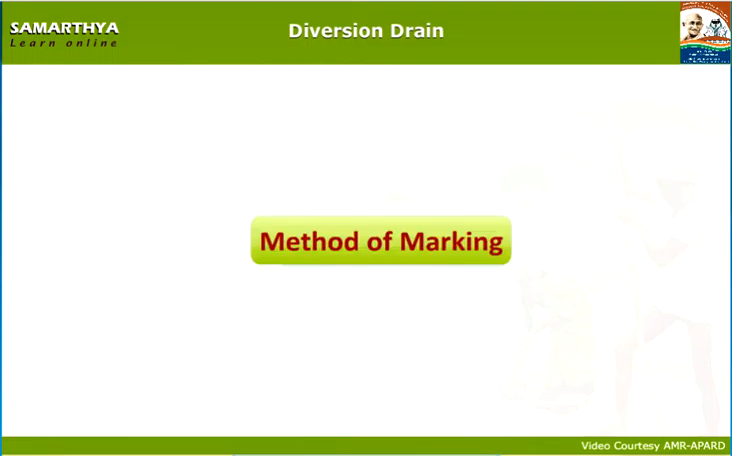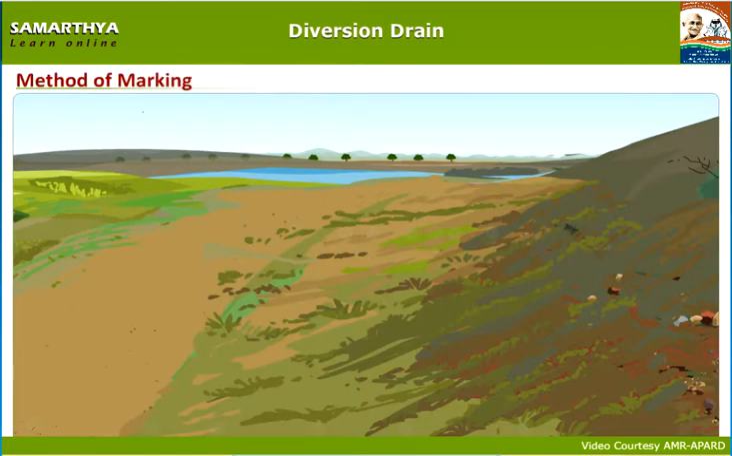Marking procedure for construction of diversion canals. Now let us know how to go about marking for construction of diversion canals. Place a wooden pole where you want to construct the diversion canal and mark it as X. Do all the markings in the direction towards the convergence point of the natural stream with the diversion canal.